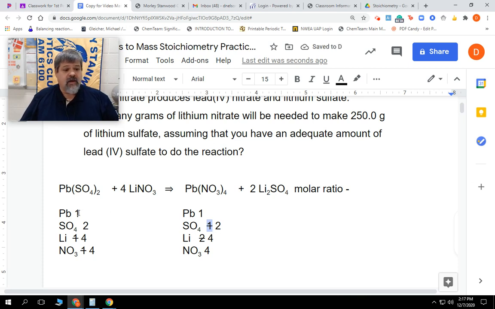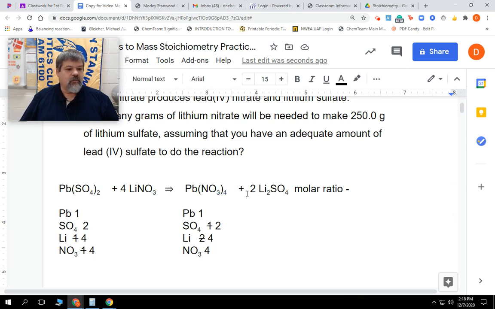Let's double check it. I know I have ones, everything down here is balanced. Let's do it up here. I have 1 lead here and I have 1 lead there. I have 2 sulfates here and I have sulfate 2 times over there. So that's good. I have 4 lithiums right here and I have 4 lithiums right there. Now I have nitrate. I have 4 times my 1 nitrate, there is 4, and then I have 4 nitrates over here. So there we go, we're balanced.